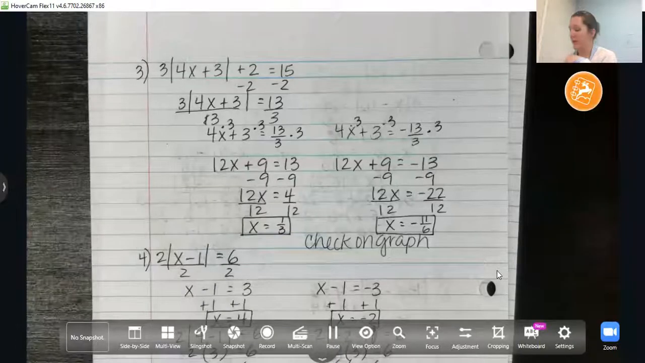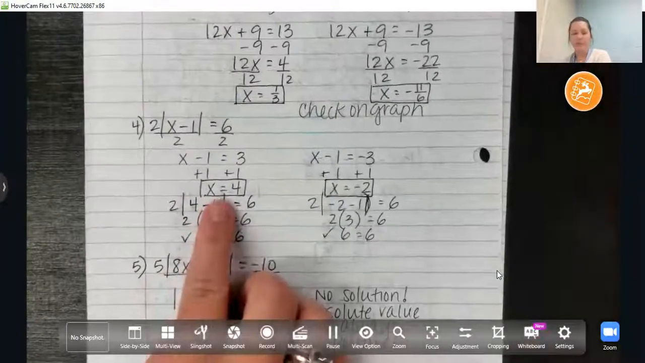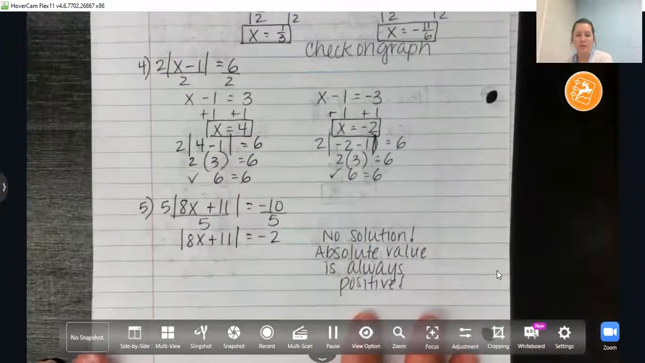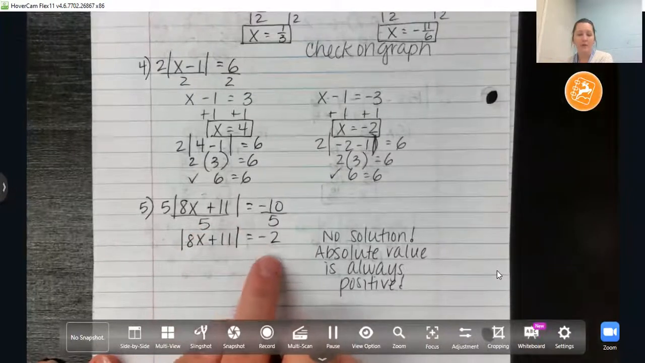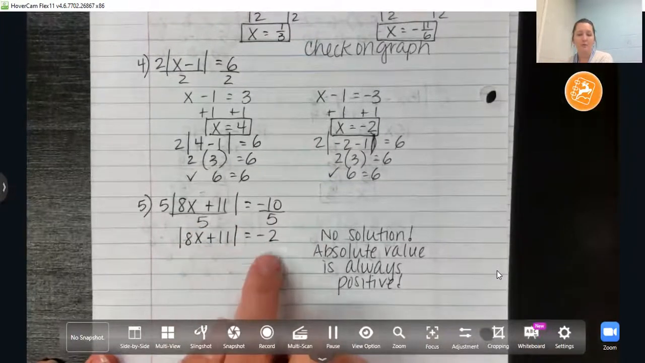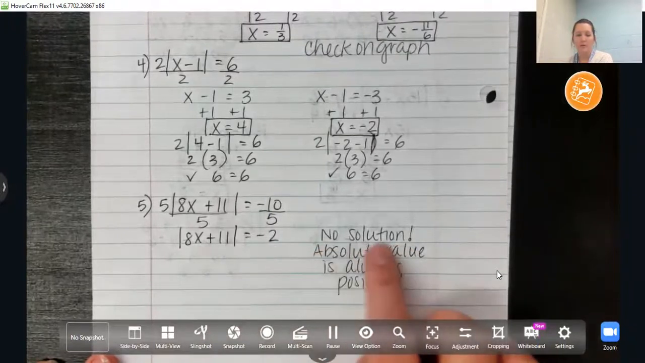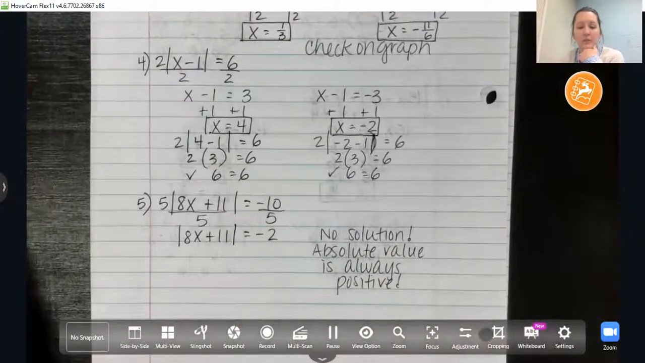All right, and then back to number 4. Number 4 was probably the least amount of steps. 4 and -2 are your solutions. And there's that check work there. And then notice that number 5, we got down to dividing by 5, and we had the absolute value equals a negative number. So this is actually no solution here because the absolute value is always positive. So let's see what that looks like on a graph, because I want to show you that.